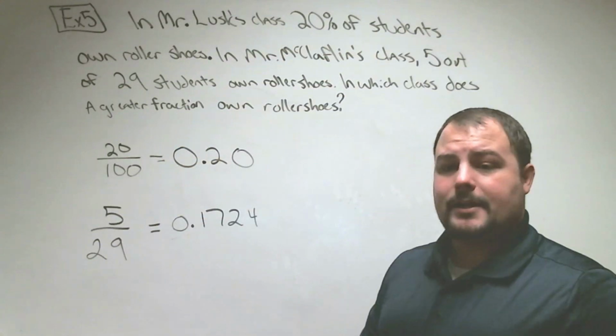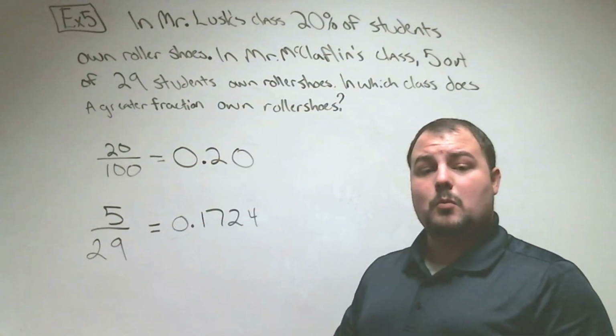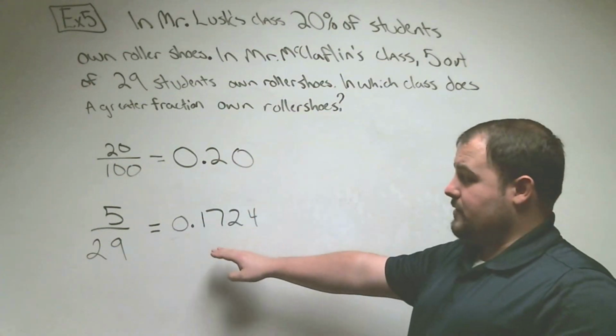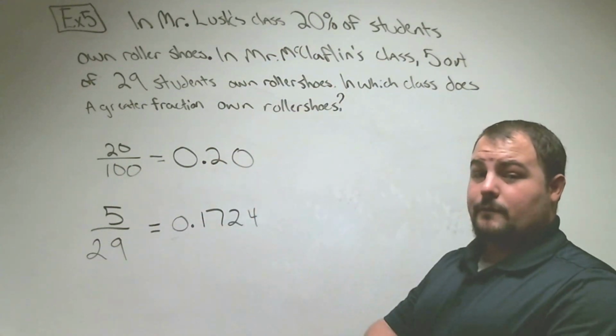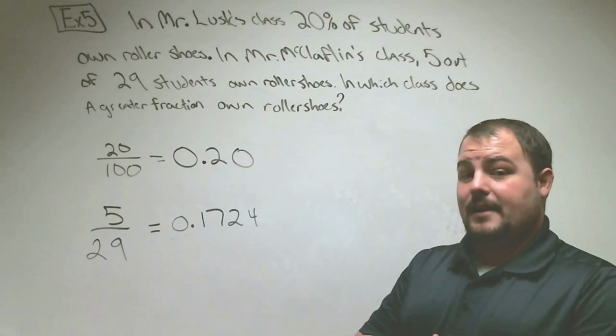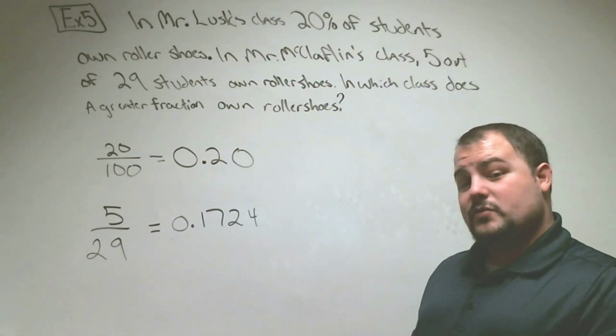So if we were to compare these, we have to establish who has more. So this is 0.20, this is 0.1724, which is 1,724 10,000ths. So we have to say which one's bigger.